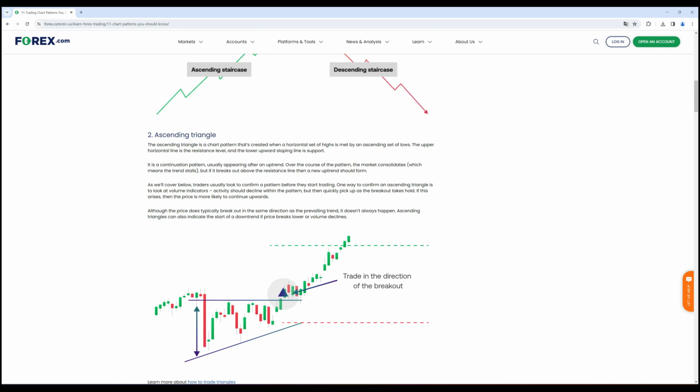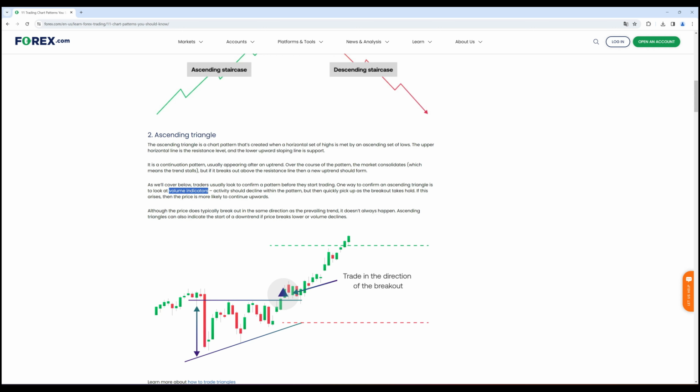Over the course of the pattern, the market consolidates, which means the trend stalls. But if it breaks above the resistance line, the resistance line right here, then a new uptrend should form. As I will cover below, traders will usually look for a confirming signal before they start trading. One way to confirm the ascending triangle is to look at the volume indicators. Very, very important. The volume indicators are very important to see how much people are buying in. What is the buying pressure? Is this buying pressure going to break the resistance line?